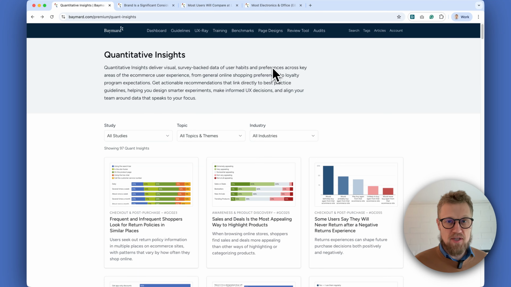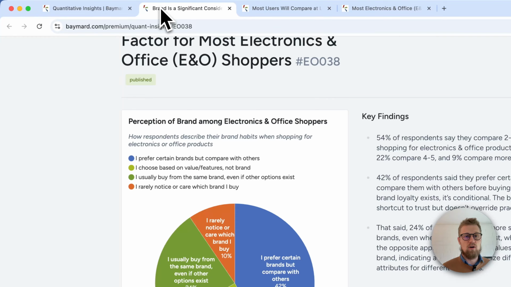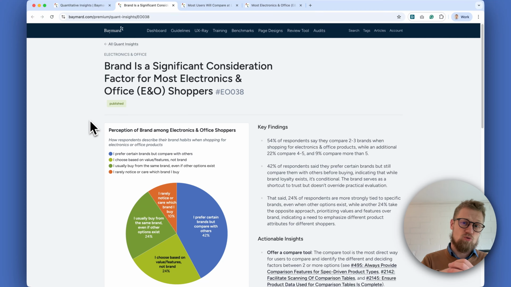So let's take an example of a collection of quantitative insights. Let's say you work for a site that sells electronic products. So we have a collection of Quant Insights that only relate to electronic products. And your specific task by your roadmap or stakeholders is to look into what kind of filtering options and general shopping behavior users express.